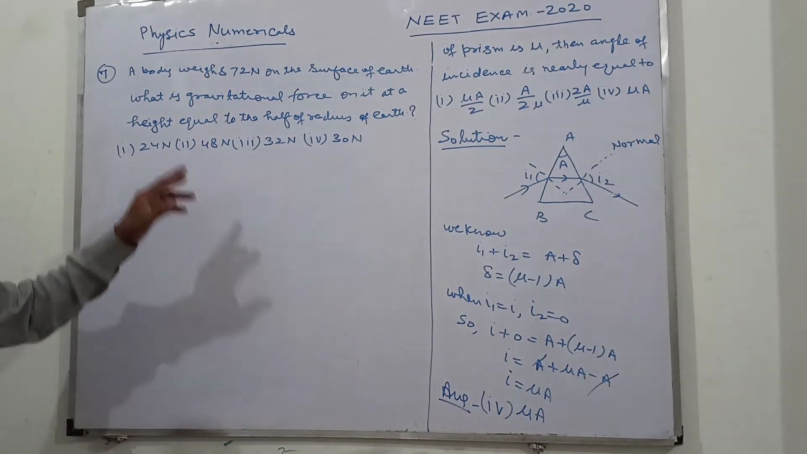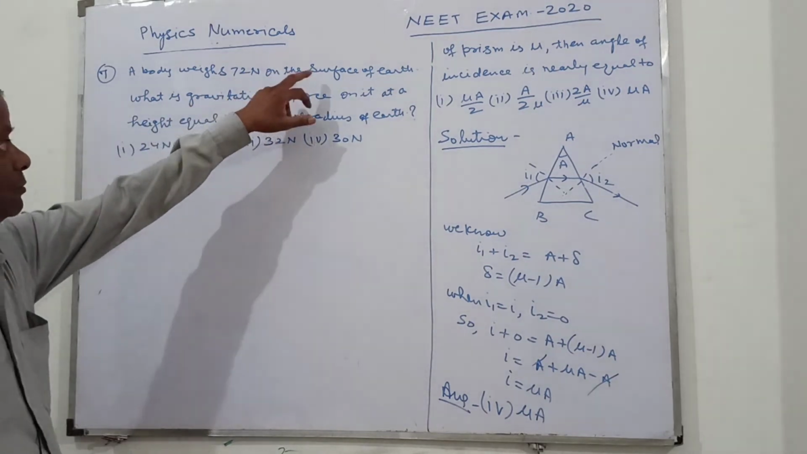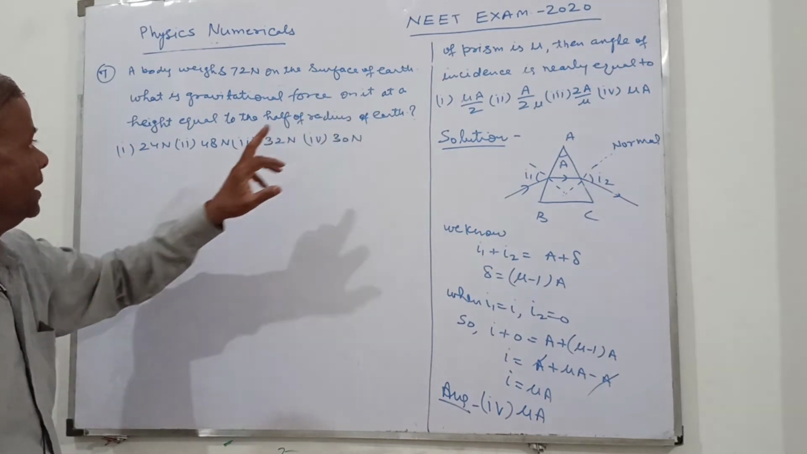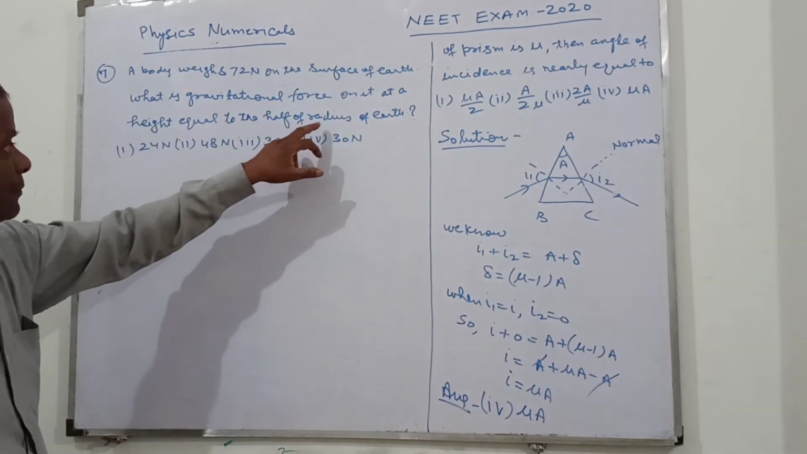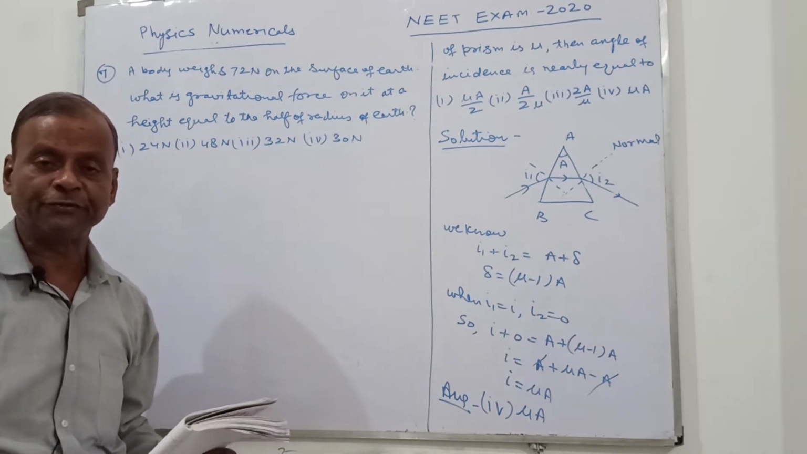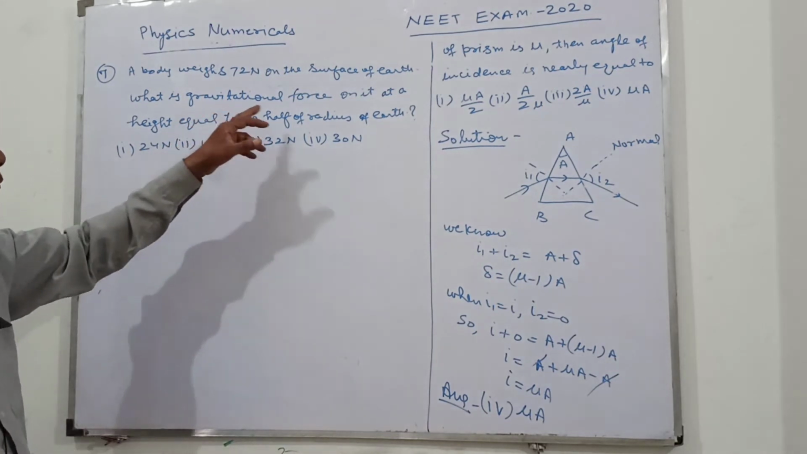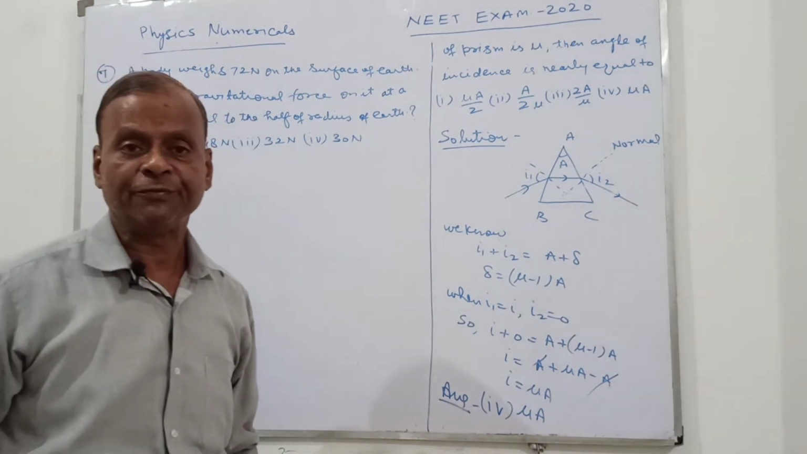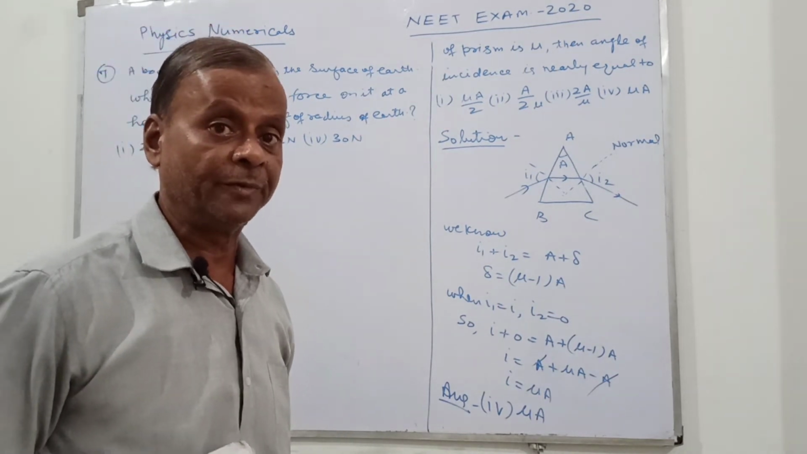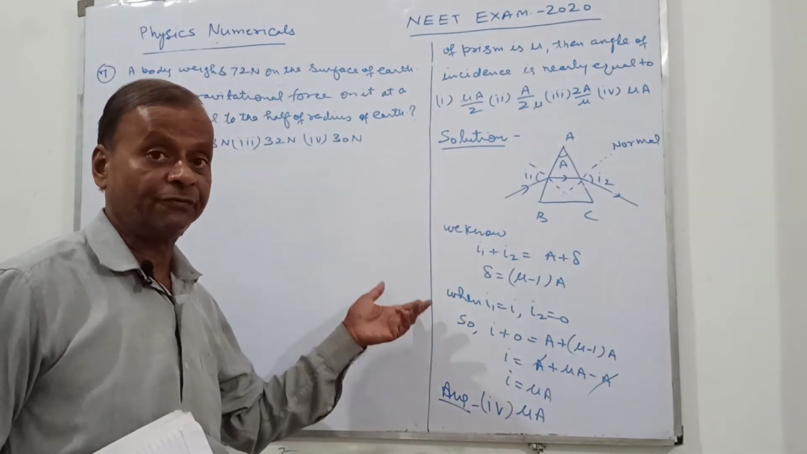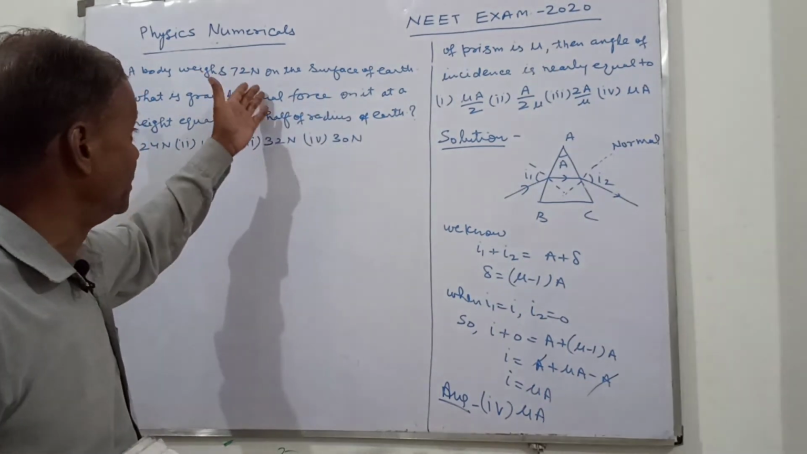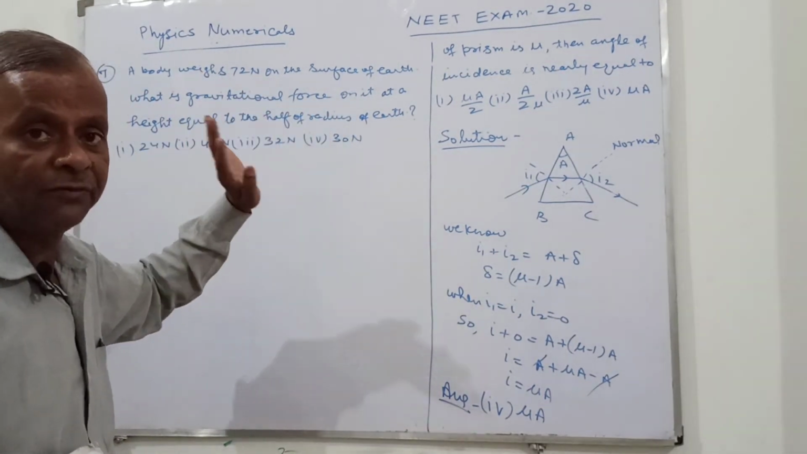Now first read the question. The body weighs 72 Newton on the surface of the earth. What is the gravitational force on it at a height equal to the half of the radius of the earth? Some of the students will get confused that here we are given the gravitational force, so they have to apply the formula F equal to G m1 m2 upon r square. Now from where to find the value of m1, m2 and r? In place of r they write down the radius of the earth, and they all get confused in this way.